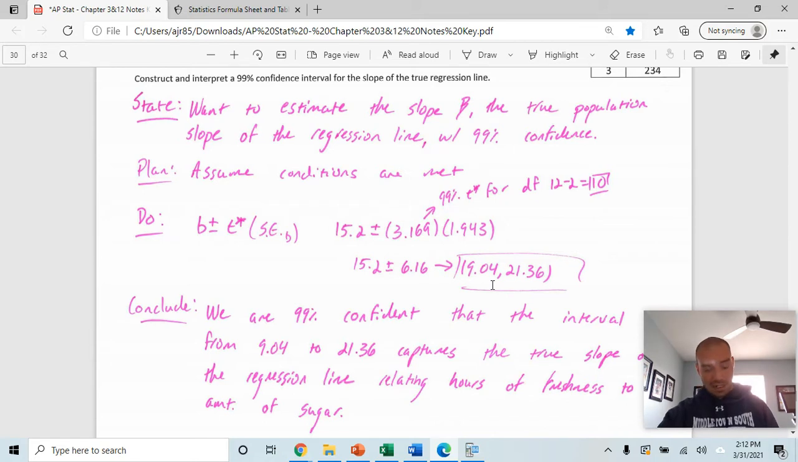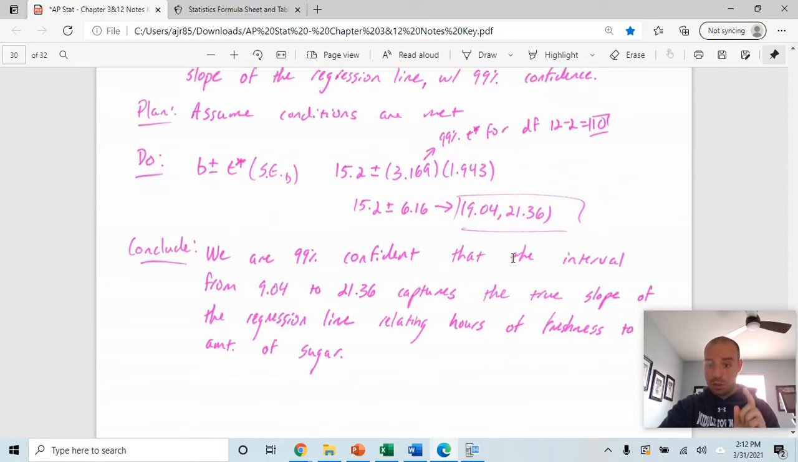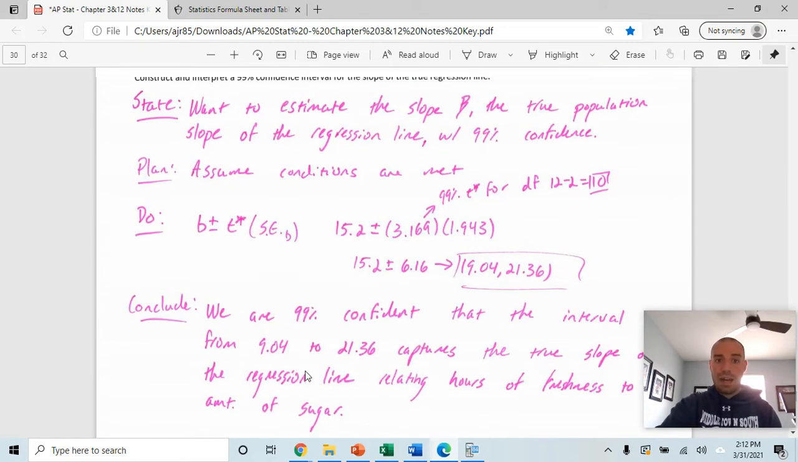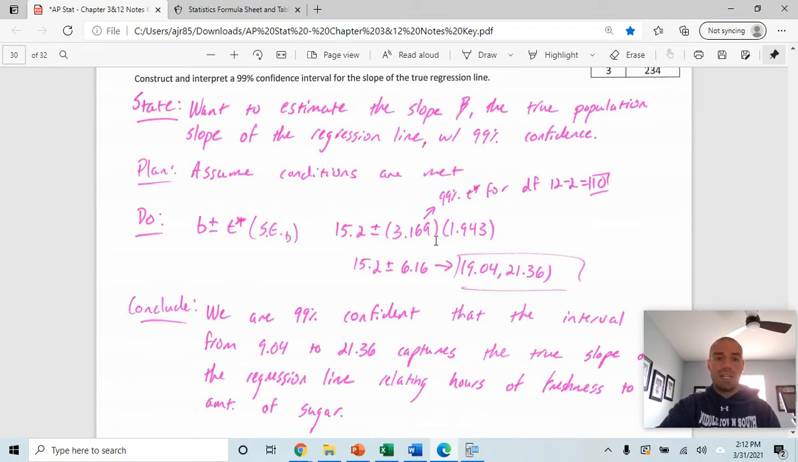We are 99% confident that the interval from 9.04 to 21.36 captures the true slope of the regression line, which in this case is relating hours of freshness to amount of sugar. And again, we will go through this example a little bit more in depth in class, but at least you have the foundation for it.